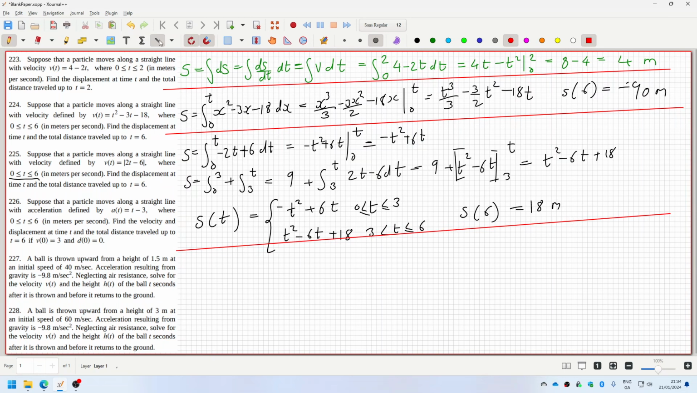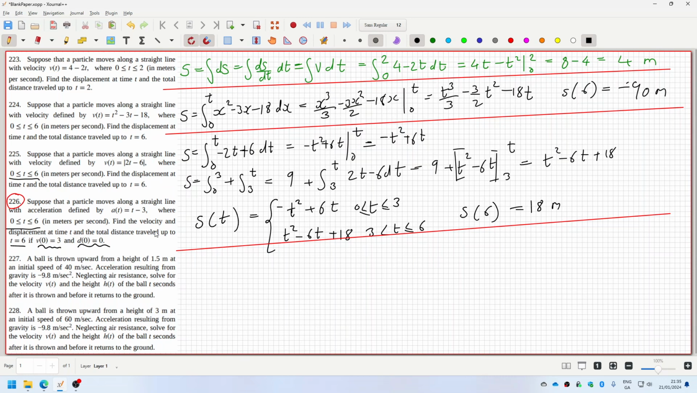Now 226. Suppose our particle moves along a straight line with acceleration defined by that between 0 and 6. Find the velocity and displacement at time t and the total distance traveled up to t equals 6. And velocity at 0 is 3 and distance at 0 is 3.